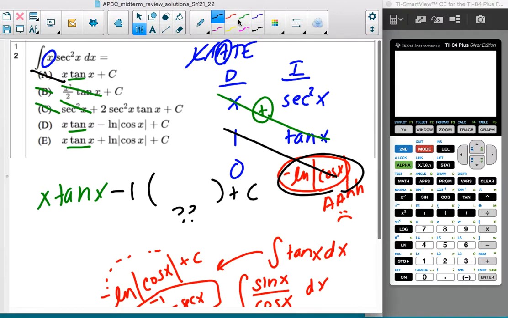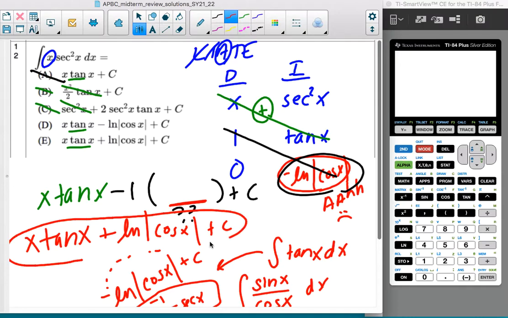But in this case, we know the mystery thing is a negative natural log of cosine, so I'm going to get x tangent x minus a -1, which would be plus natural log of the absolute value of cosine x plus c, which is how we get answer E.